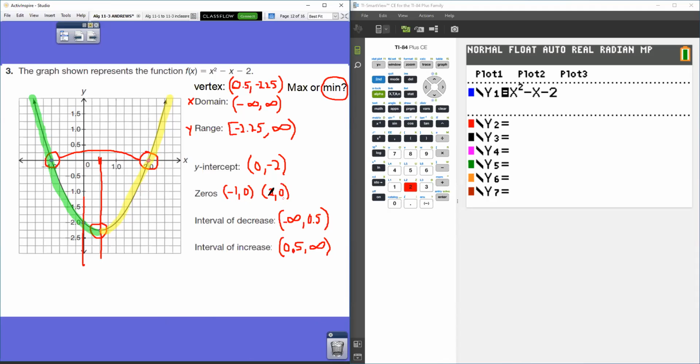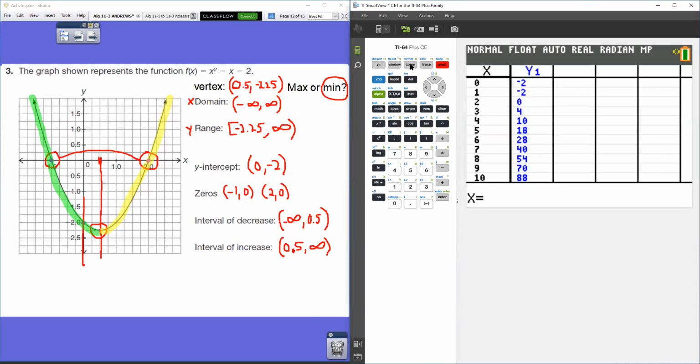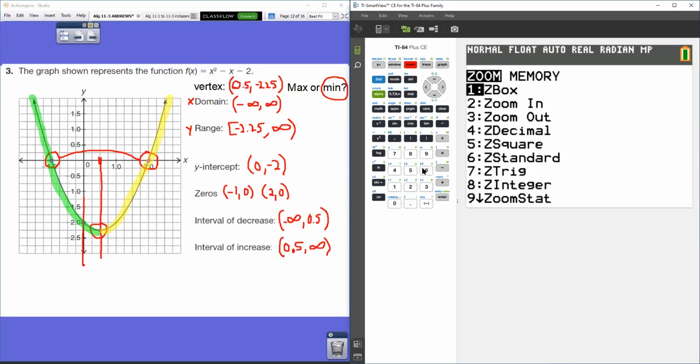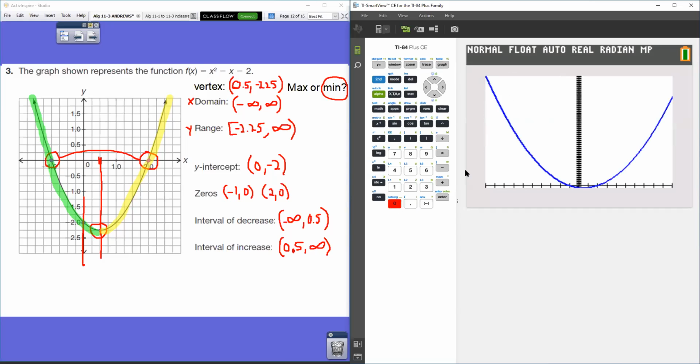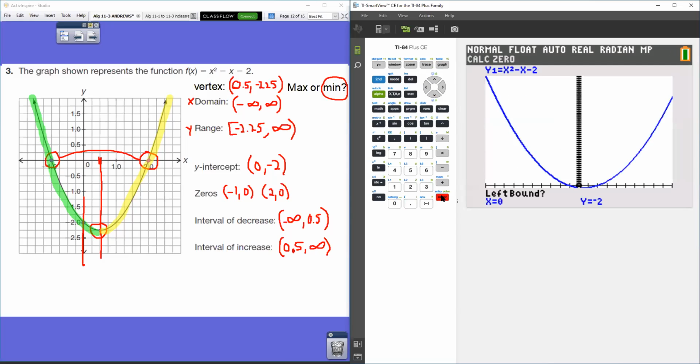Remember that you could also find the zeros by graphing it. If we graphed it, that's what my graph looks like. I did a zoom fit. Let's see what happens if I do zoom fit again. That's better. So there's my zoom fit of my graph. Remember, I can do second and calc, and you could find your max that way, your min that way, and your zero that way.